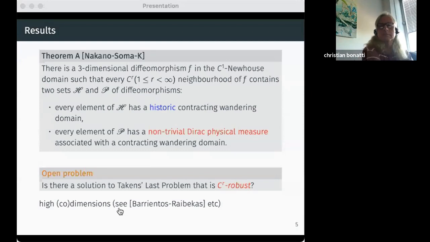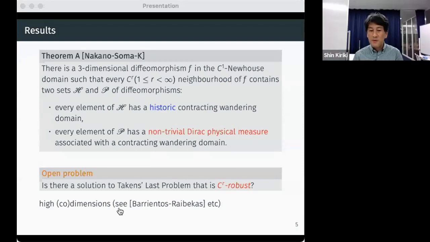Okay, and at the end of the introduction, I'd like to mention a few comments about more than 3 dimensions.